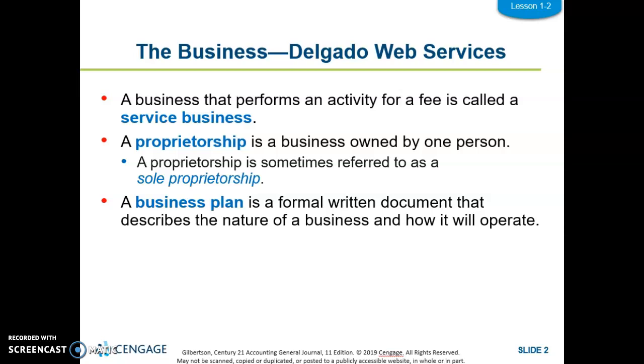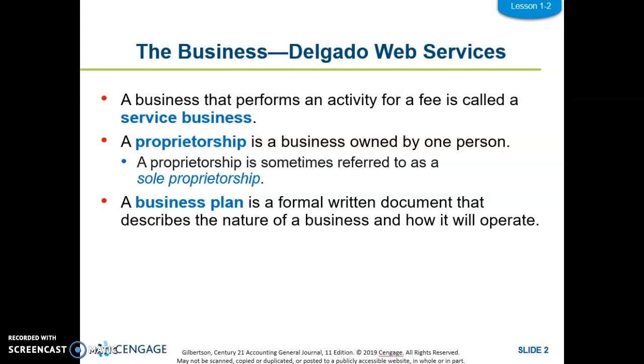Now, a couple of different types of businesses here. The one we're going to talk about in the first unit is service businesses. That is a business that performs an activity for a fee. Our example here would be Delgado Web Services. And he is a proprietorship. That is a business owned by one person. It is sometimes referred to as a sole proprietorship as well.